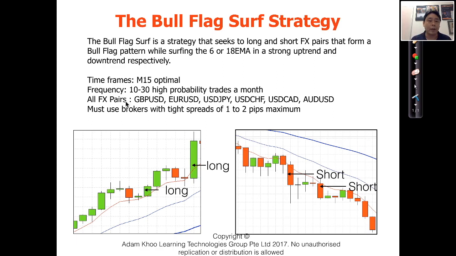Okay. Now this works on all forex pairs, but again, I trade the 8 major pairs and their crosses. So things like your pound USD, Euro USD, dollar franc, dollar yen, dollar CAD, Aussie dollar, pound franc, pound yen. All the different combinations, right? And again, very importantly, we want to use brokers with tight spreads between the bid and ask spread of maximum 1 to 2 spreads.